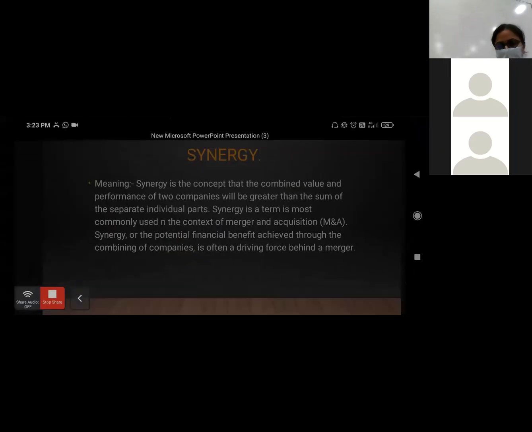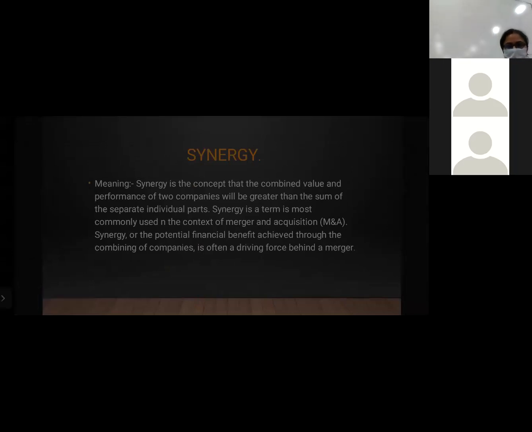Now my topic is synergy. Synergy is the concept that allows two or more companies to combine together and either generate more profit or reduce costs together. These companies believe that combining with each other gives them more benefit than being single and doing the same.